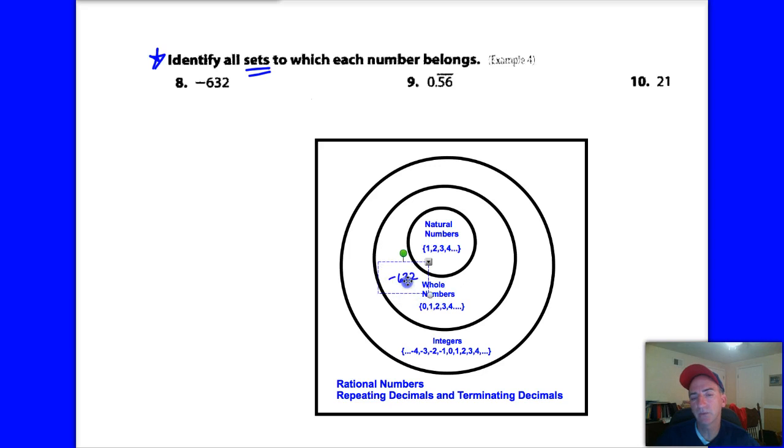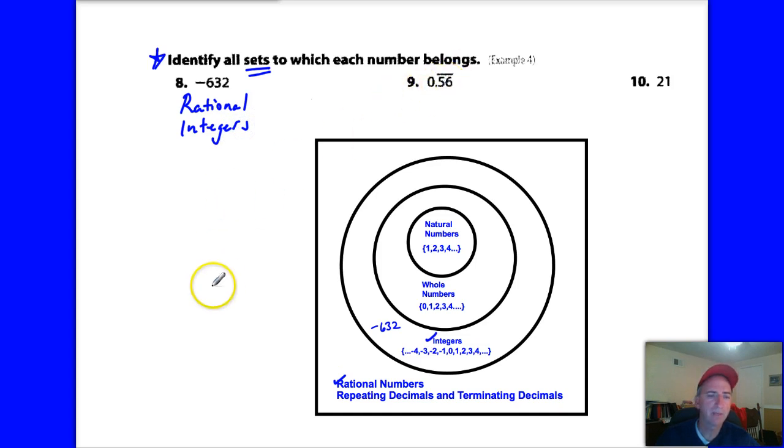Let's see if we can put it into this group. Whole numbers. Well, notice whole numbers starts at 0 and only counts positive. So can I put it there? Are you shaking your head no? I hope so, because you can't. It has to stay right there. That's where -632 belongs. So all of the sets that it belongs to would be integers and rational. Okay, it's that one and that one, because remember, all of the integers are included in here. So we would say rational, and we would say integers for that.